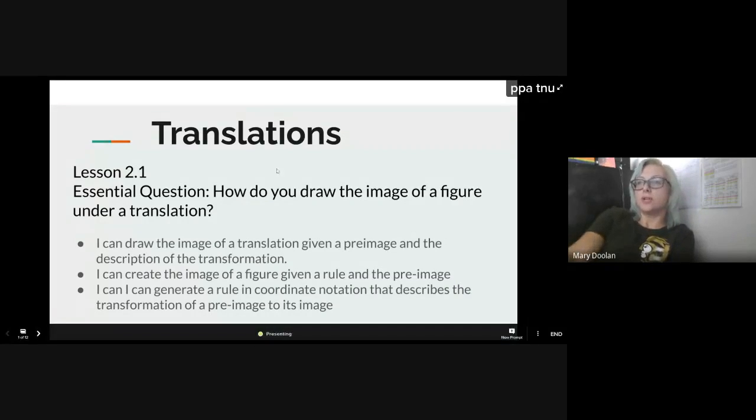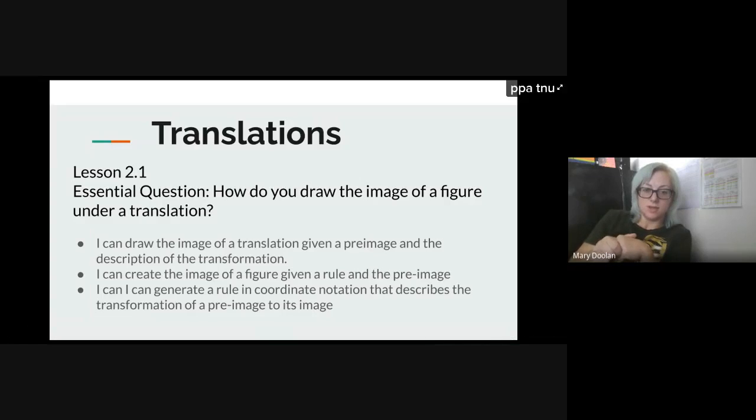Okay, so your EQ is up here. How do you draw the image of a figure under a translation? So that's what we're looking at, how we're going to do that today. And then you also have 3 I can statements. At the end of this lesson, these are 3 things that you should be able to do. I can draw the image of a translation given a pre-image and the description of the transformation. The pre-image is what you are given, and the image is what you have after the transformation.